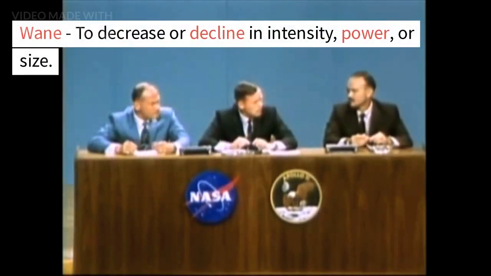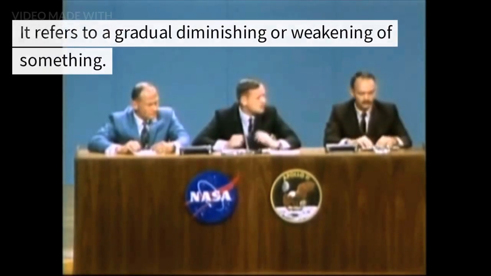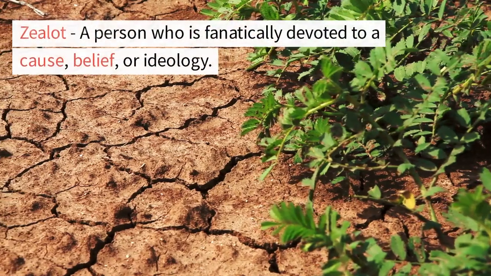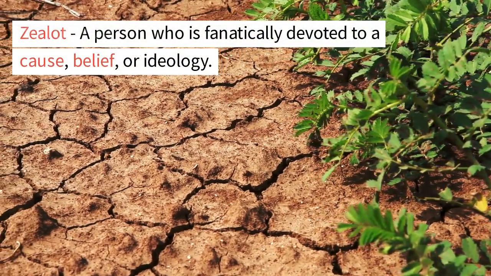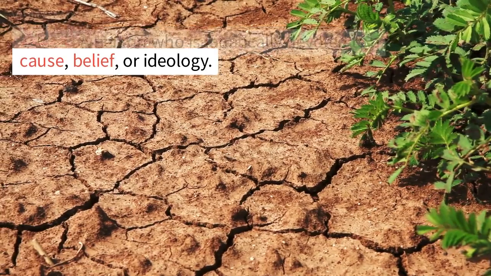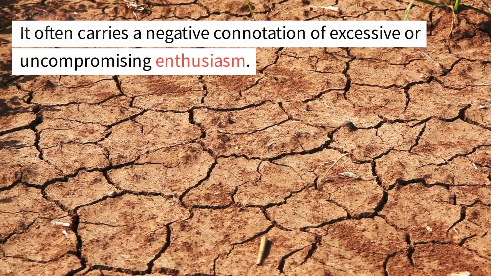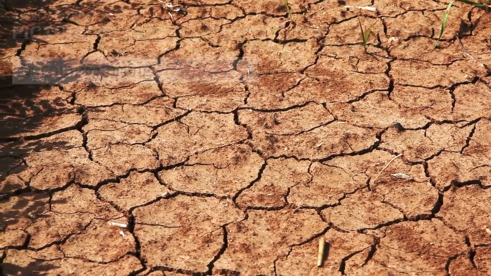Wane, to decrease or decline in intensity, power, or size. It refers to a gradual diminishing or weakening of something. Zealot, a person who is fanatically devoted to a cause, belief, or ideology. It often carries a negative connotation of excessive or uncompromising enthusiasm.